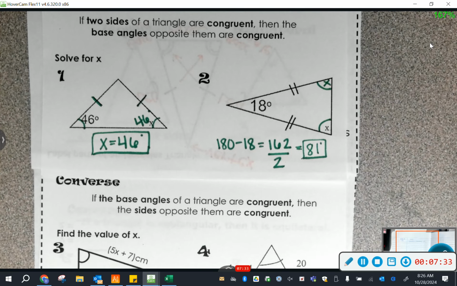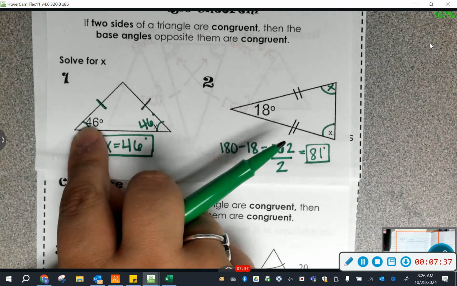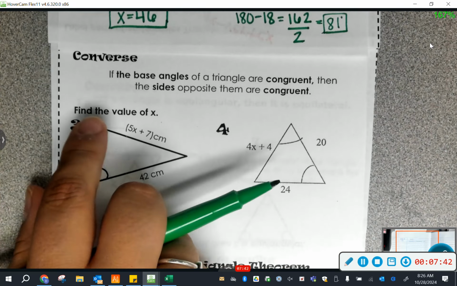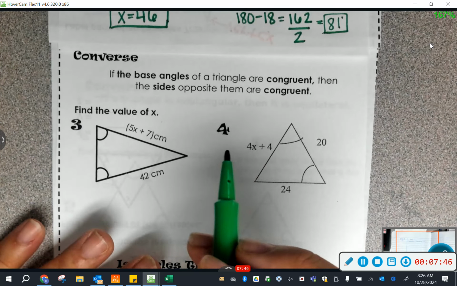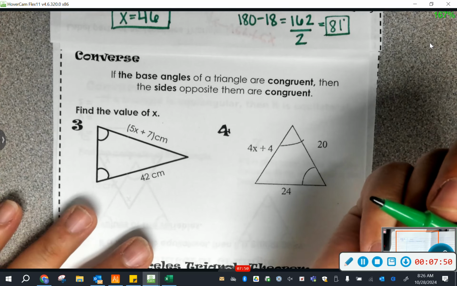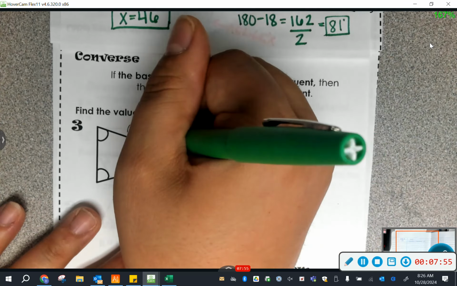All right, now I'm going to do the converse of what I just said. Up top, I said if 2 sides are the same, then my angles are the same. The converse is, what if my 2 angles are the same? Then what do I know? No. What if 2 angles are the same? Then what can I add to my sides? Tick marks.